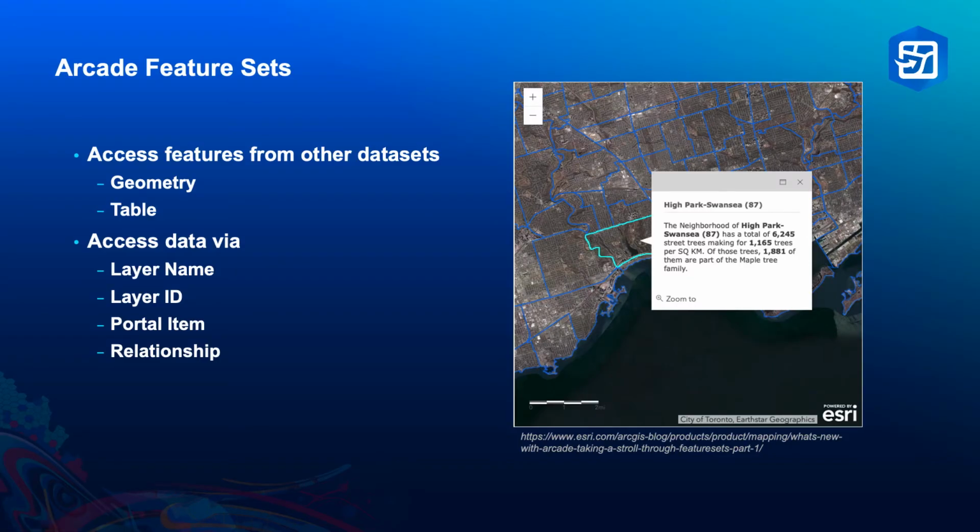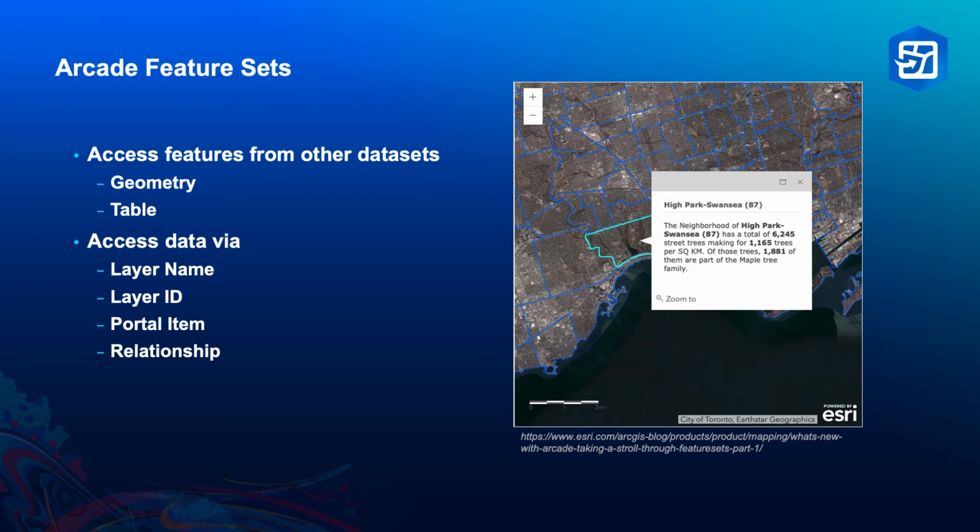Thank you, Doug. So the main thing I'm going to be talking about is a set of Arcade functions called feature sets. There are several functions that will return a feature set, and a feature set is exactly what it sounds like. It is a group of features consisting of a subset or the entirety of a feature layer. The feature set can contain the table, the geometry, or both, and it can be filtered both spatially and using the attributes, depending on how you call it and which other functions you use in conjunction with that.